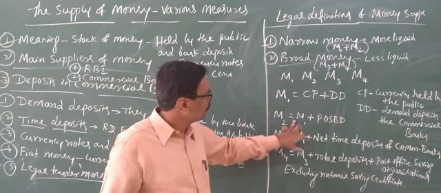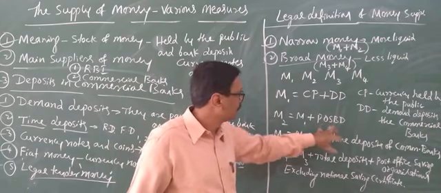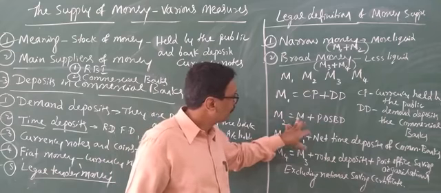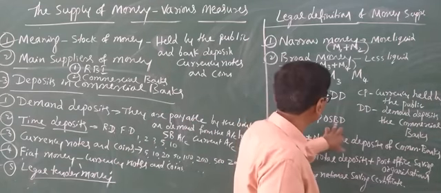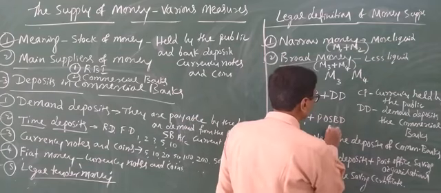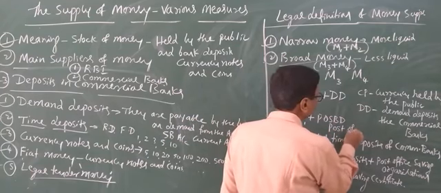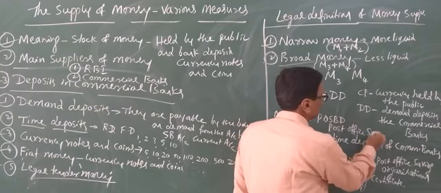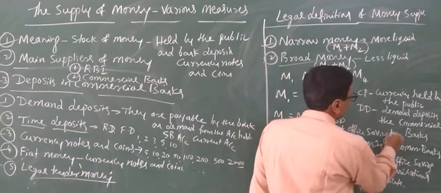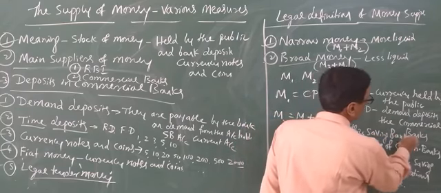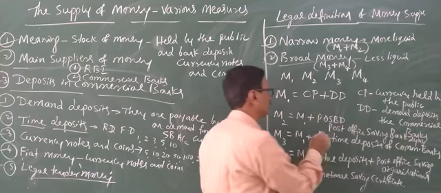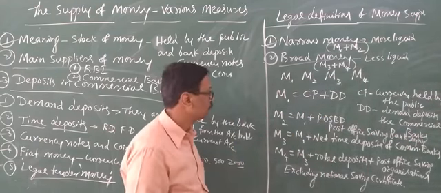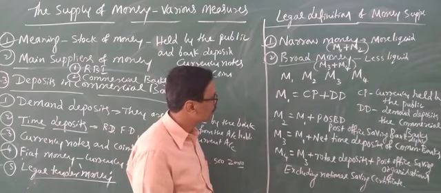Then M2 is equivalent to M1 plus POSBD. POSBD is nothing but post office savings bank deposits. Post office savings bank deposits can be shown in the form of POSBD. M2 is equivalent to M1 plus POSBD.